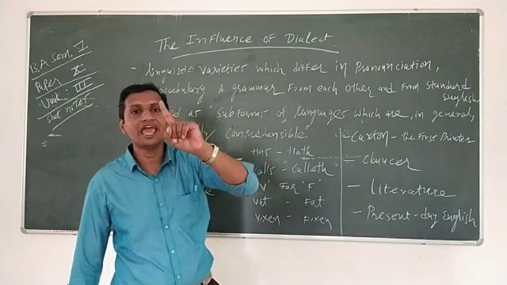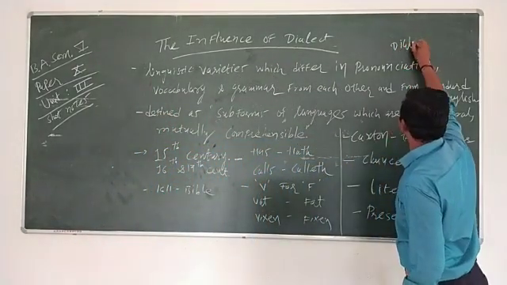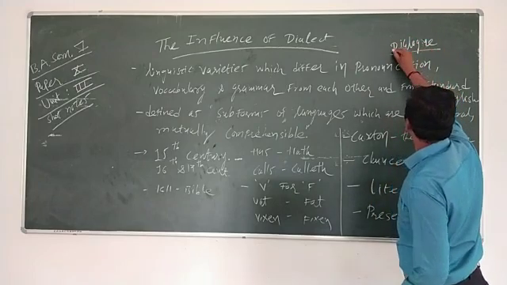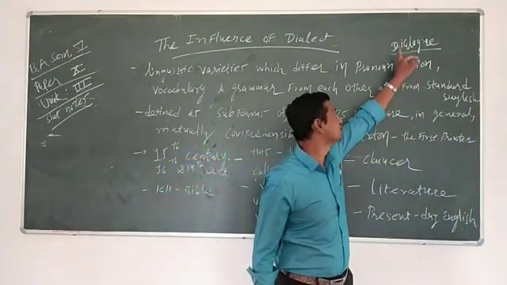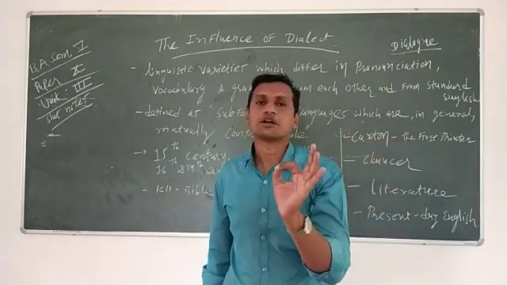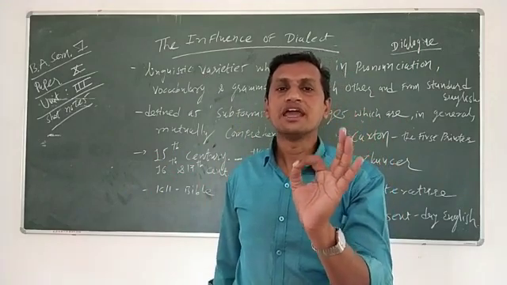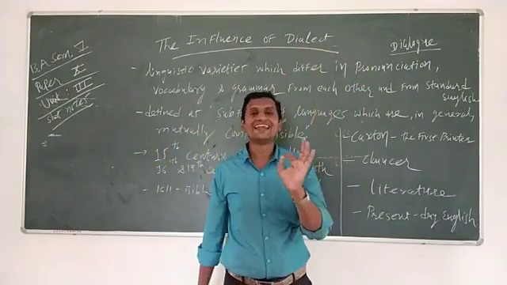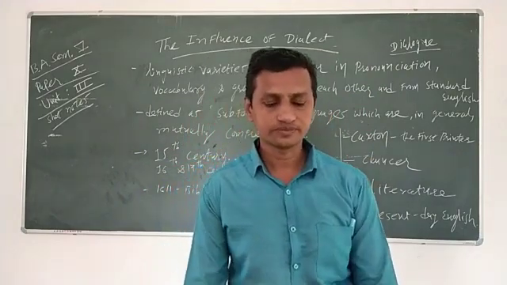D-I-A-L-E-C-T. D-I-A-L. Here you know about the spelling of dialogue. The word is written D-I-A-L-O-G-U-E, but it is pronounced dialogue. And here the word is dialect. Okay, dear friends, sometimes you have to hear wherever I speak.